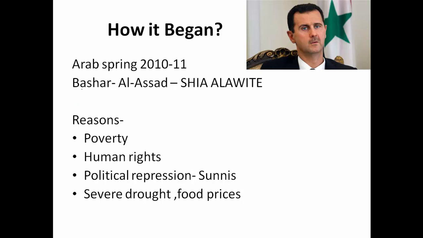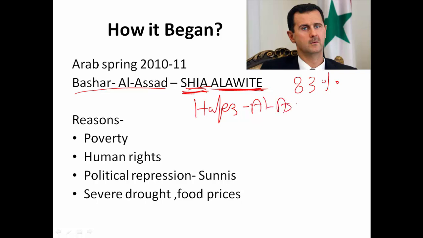Firstly, Bashar al-Assad is a Shia Alawite. This Alawite is a small sect of Shia people and they are in minority in Syria. Majority are Sunnis, around 83% of the country is Sunni, and the rest 13% are Shias and some 5% are other communities like Christians. So Syria has many different types of religions. Now, being a Shia, he and his father Hafiz al-Assad have been ruling Syria for almost 50 years. Hafiz al-Assad came to power in 1973 and he died in 2000. At that time, Bashar al-Assad came to power.